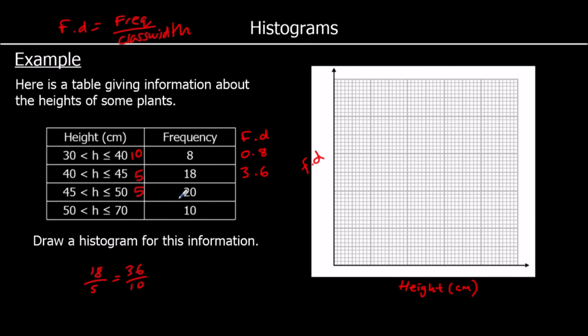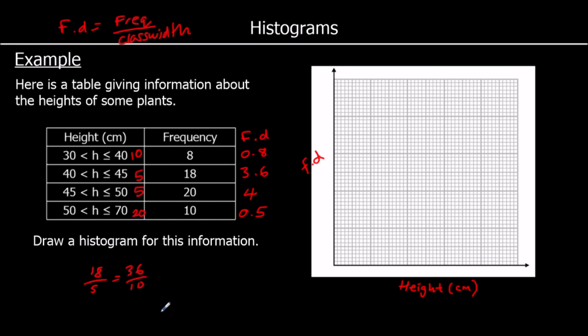The frequency is going to be the area of the bar. So to find the height, it's 20 divided by 5, which is 4. So this is going to have a frequency density, a height, of 4. And for the final one, we've got the bar's 20 wide, the frequency is 10, so 10 divided by 20 is 0.5.